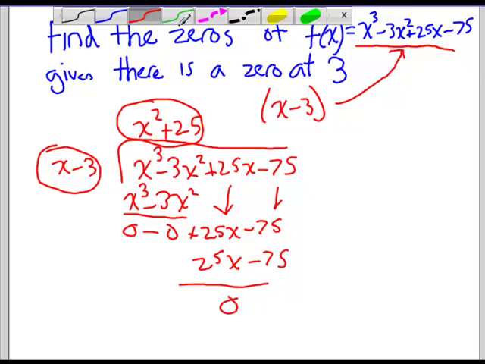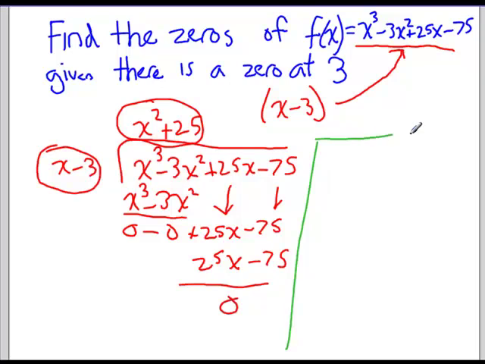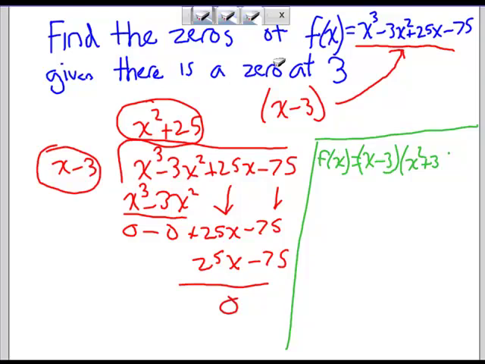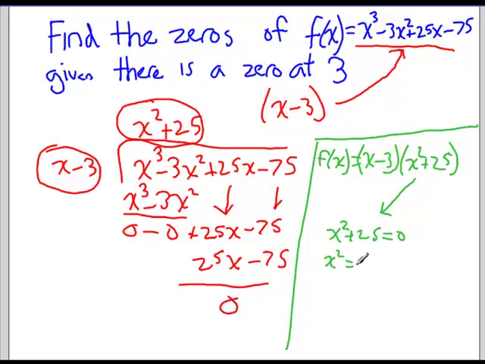Alright? So if I just go over here, I can see that f of x is also equal to x minus 3 times x squared plus 25. Alright, well, there's our root at 3. That means our other roots must be in this piece. So if I set x squared plus 25 equals 0, well, I get x squared is equal to negative 25. And we know then we're going to have a negative square root, so we're going to have some complex solutions. And in fact, it's going to be 5i and negative 5i.